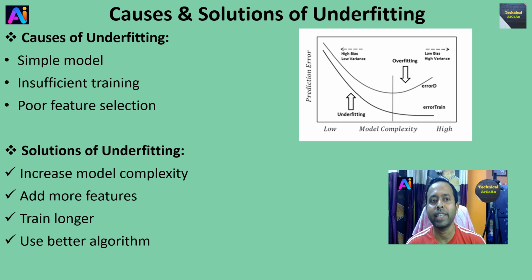Now the causes and solution of underfitting. Causes of underfitting: simple model, insufficient training, poor feature selection. And what are the solutions of underfitting? Increase model complexity, add more features, train longer, and use a better algorithm. So now move to Google Colab and implement overfitting and underfitting in machine learning step by step.